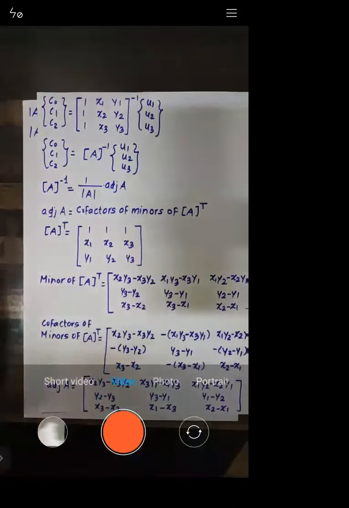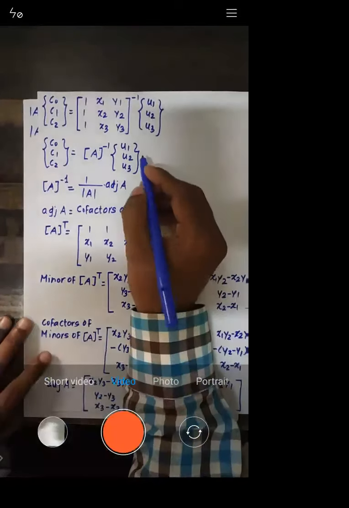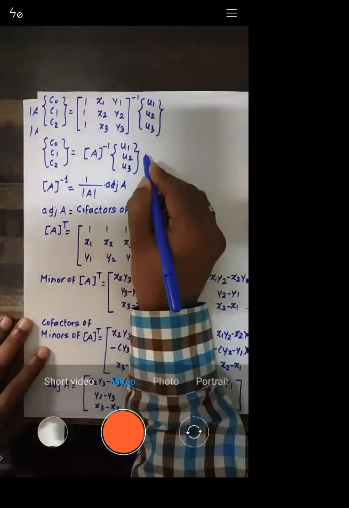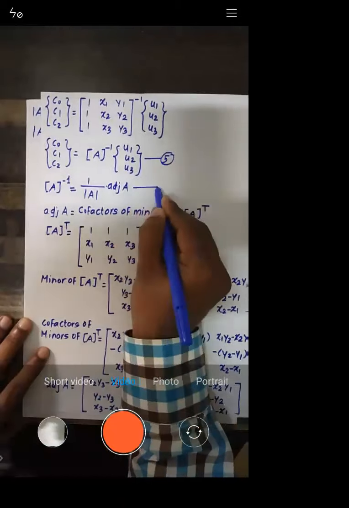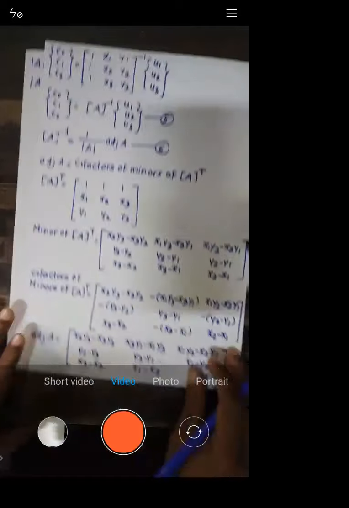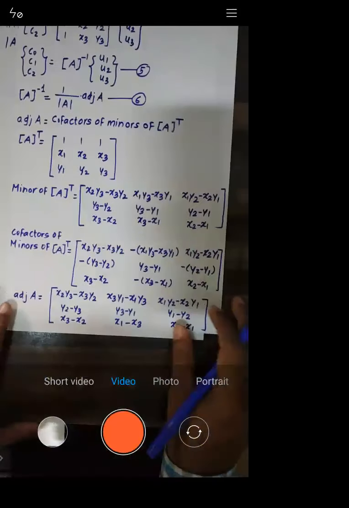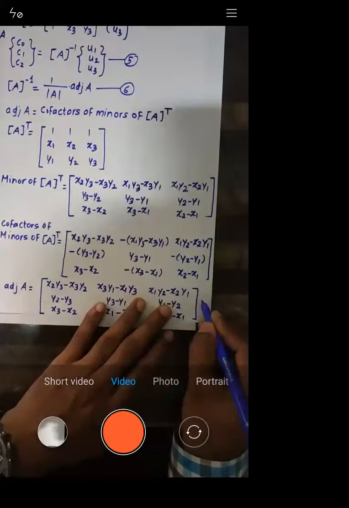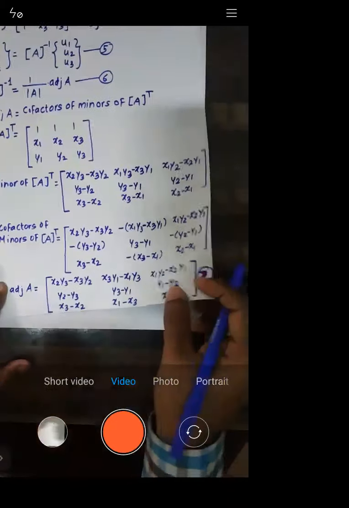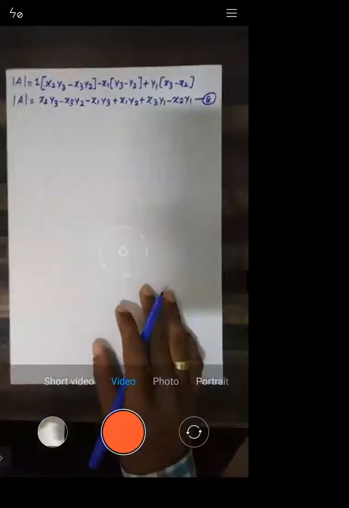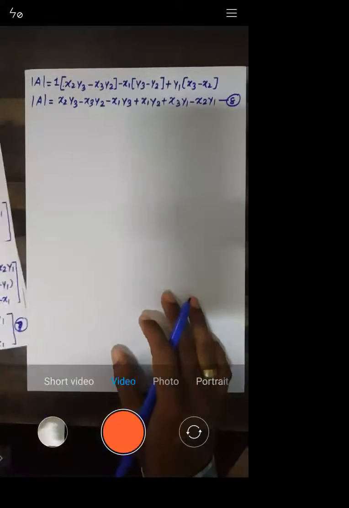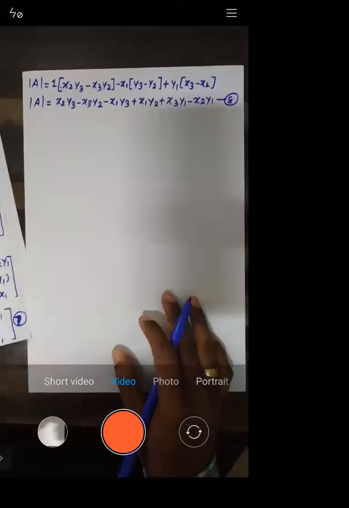I'll call this equation number 5, and this equation number 6. Whatever adjoint we got, let us call equation number 7, and whatever mod we got, let us call equation number 8. We will put those at the last. Now let us start.